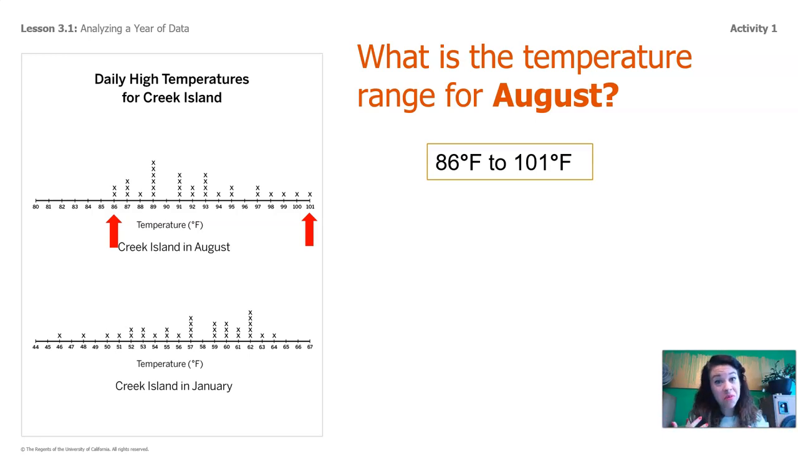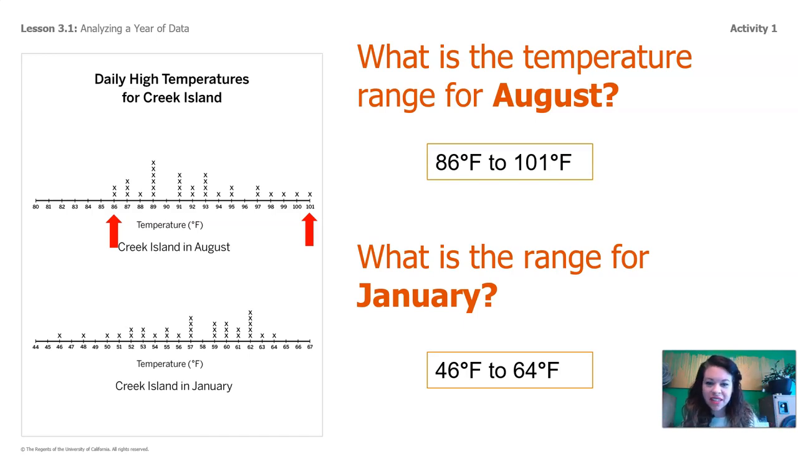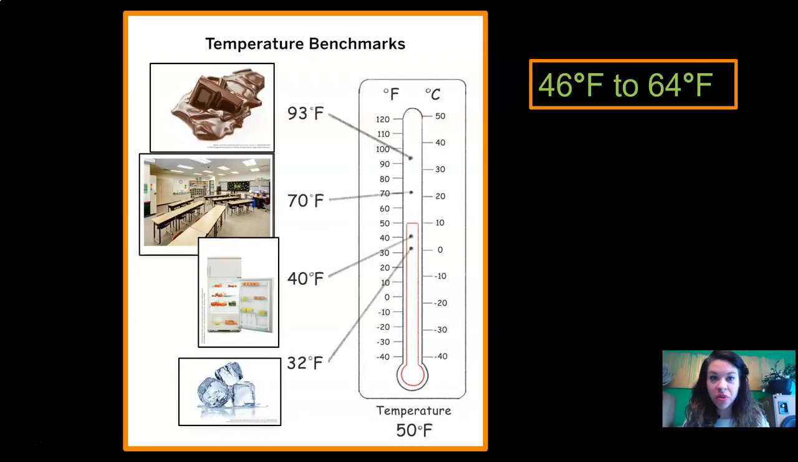Whew, that's pretty warm. Now let's look at the weather data for January. What is the range? Yeah, it's 46 degrees to 64 degrees. Now, it's kind of hard to visualize 46 degrees to 64 degrees, so let's use our visualization chart. Here are the temperature benchmarks. Can you find where 46 degrees would be on this chart? Point to the screen where you would put a little star for 46 degrees.